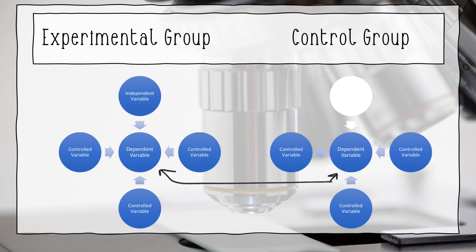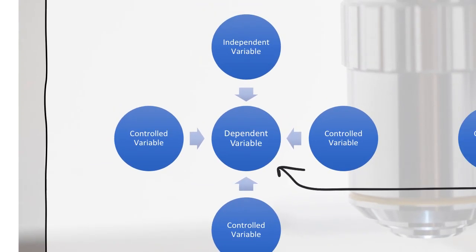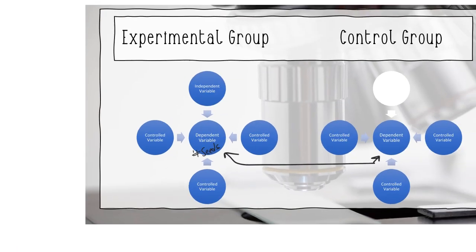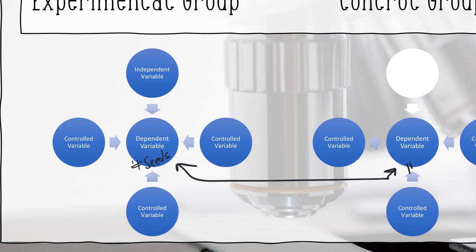So think back to the Radish Seed Lab. What is your dependent variable? What did you measure? What did you count? Or what are we seeing as the output? Germination of the seeds. How many of them germinated? And so we're just going to compare the number of seeds germinated in both cases, in the control group and the experimental group.